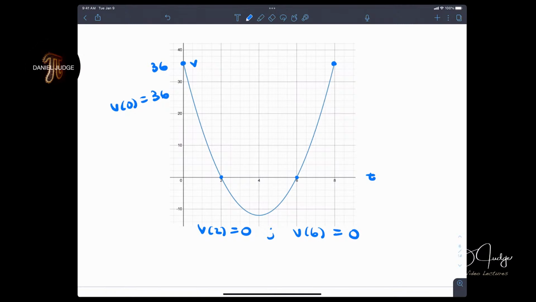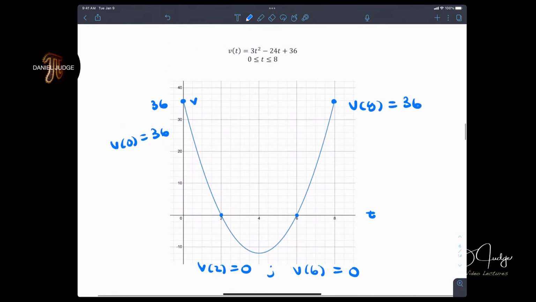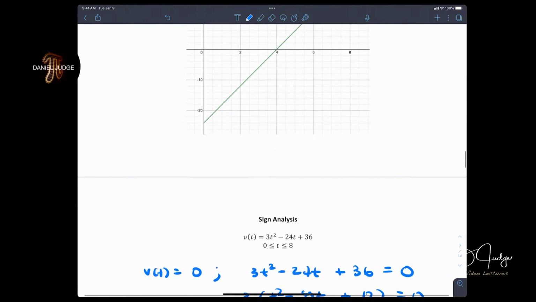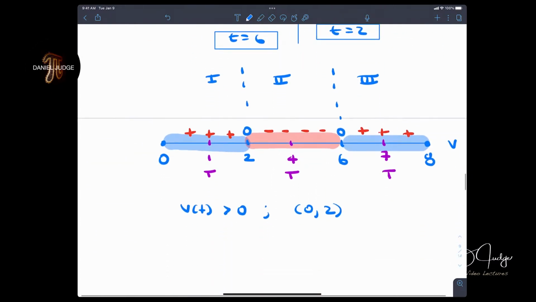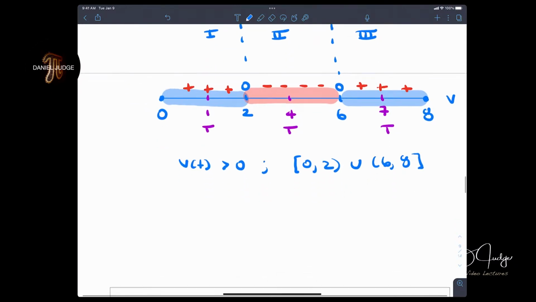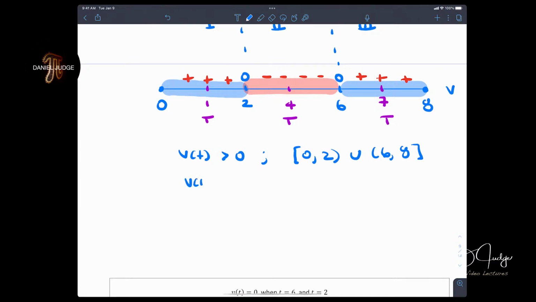Similarly, this is when t is 8. v of 8 on this curve is positive 36. This is the velocity function again. Okay, so the point I'm making is when I give my solution here, I'm going to include 0 because it's positive velocity. And that's going to be the union now of 6 up to 8 with a bracket because we have to include the 8. Because v of 8 is positive, so those are positive values. So this is where it's positive velocity.